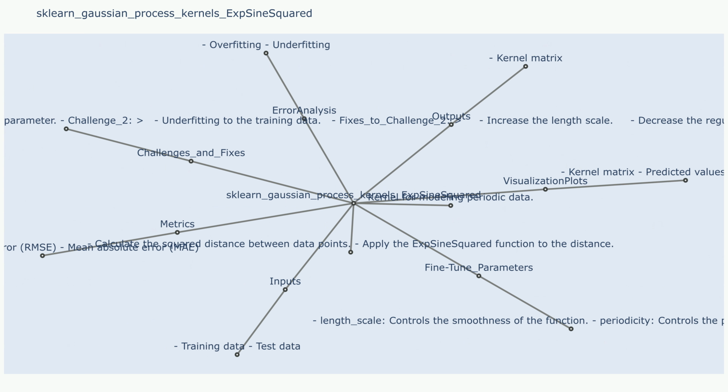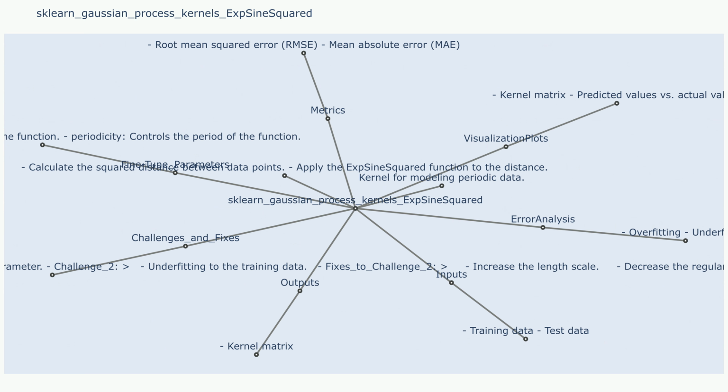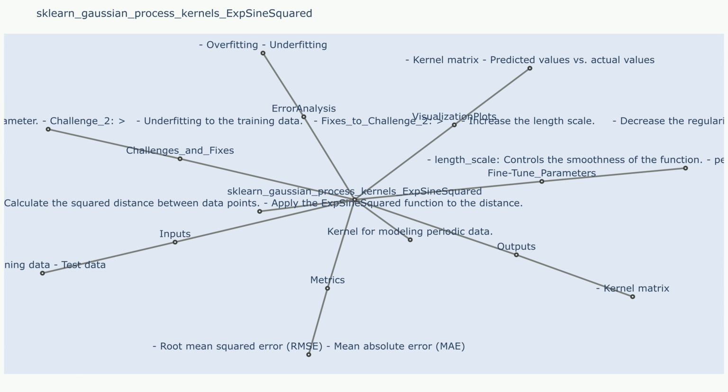Visualization plots: the kernel function can be visualized by plotting its value for different pairs of input points. This can help to understand the shape of the kernel and how it captures the periodic nature of the data. The Gaussian process itself can be visualized by plotting its predicted mean and variance for different input points. This can provide insights into the model's uncertainty and how it interpolates between observed data points.